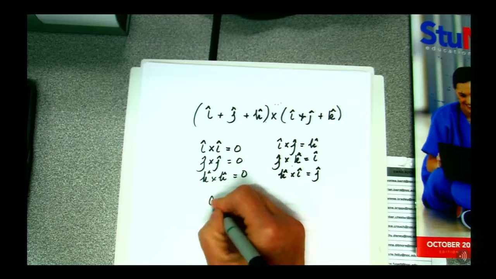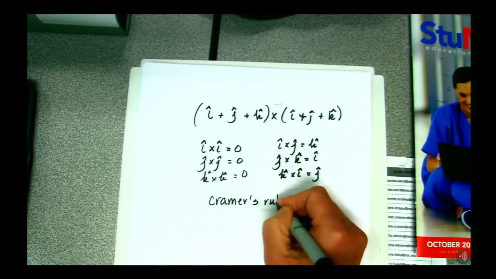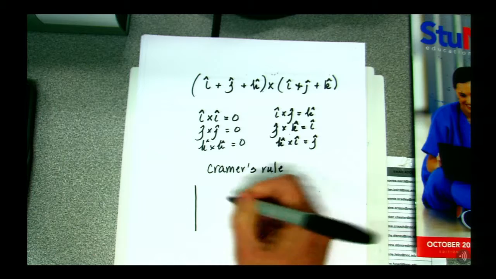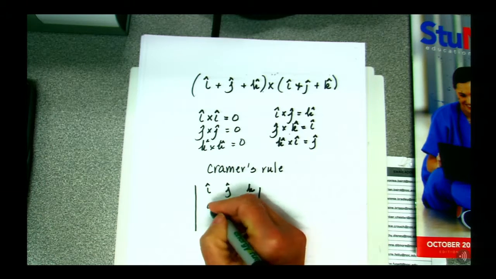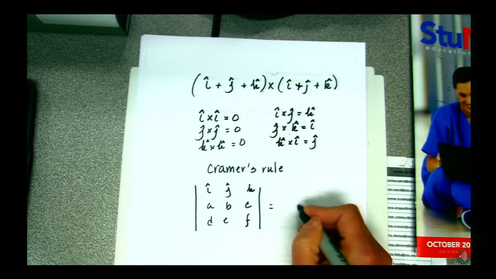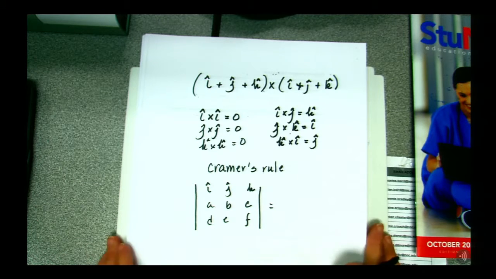And this goes back to Cramer's rule. Because in Cramer's rule, remember, I could have a matrix with an I, J, K, and an A, B, C, and a D, E, F, and I could end up with a vector product associated with it. So that's one of the things that we end up doing with torques or moments, is we end up with that vector product.